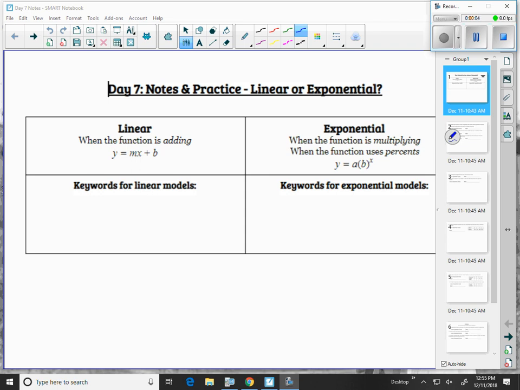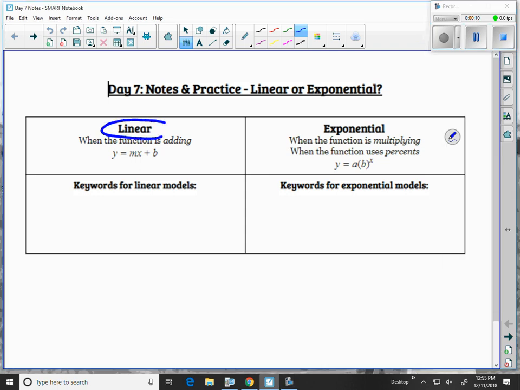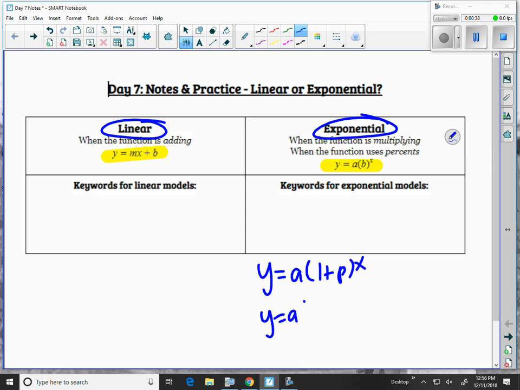Okay, so if we have a linear scenario, we know what a linear equation looks like: y equals mx plus b. If we have an exponential, that can be y equals a times b to the x. What else is an example of an equation for exponential? Isn't it y equals a plus b? Yes, good. Or we could have 1 minus p to the x. So those are all exponential options.